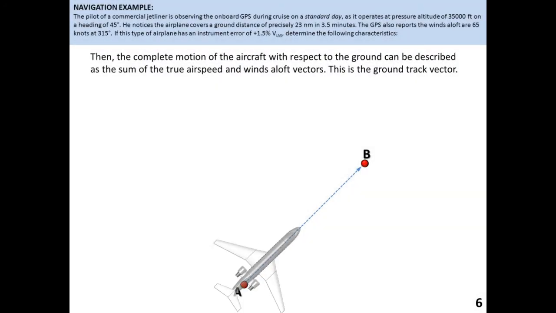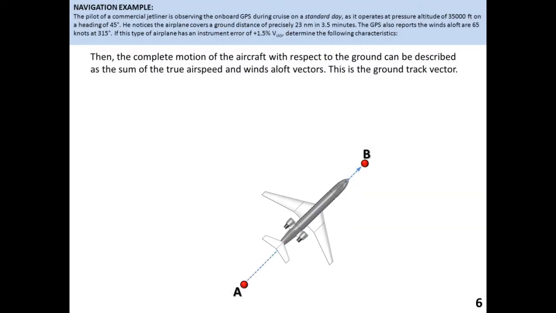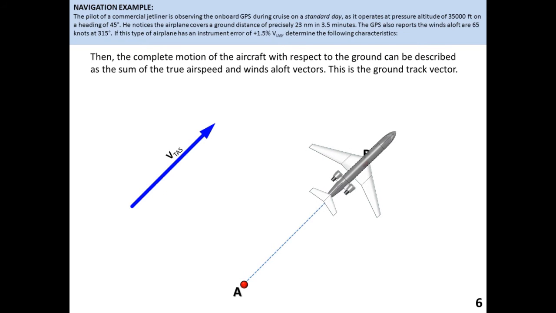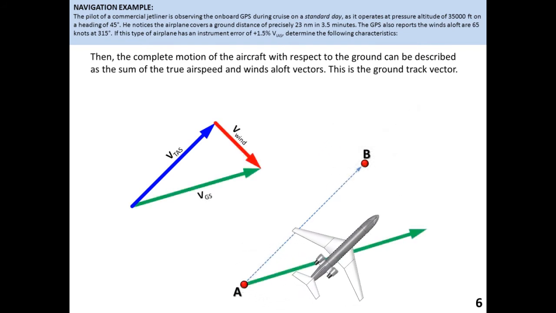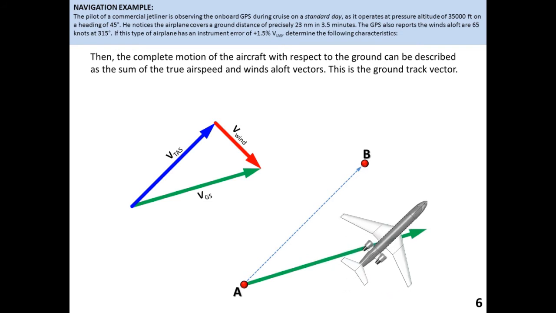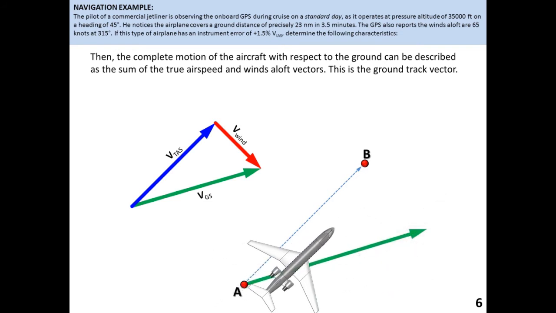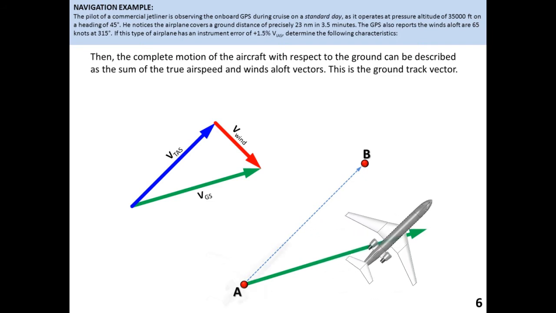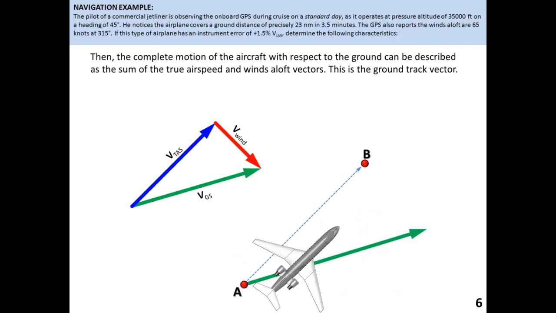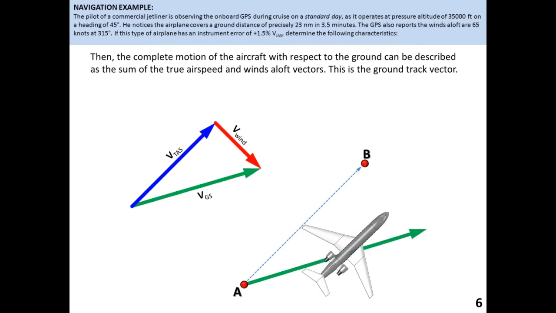Then, the complete motion of the aircraft with respect to the ground can be described as the sum of the true airspeed and winds aloft vector. This is the ground track vector. As stated earlier, the airplane will drift because the mass of air in which it is operating is moving over the ground. It is imperative to realize that as far as the aircraft is concerned, it is not yawed.